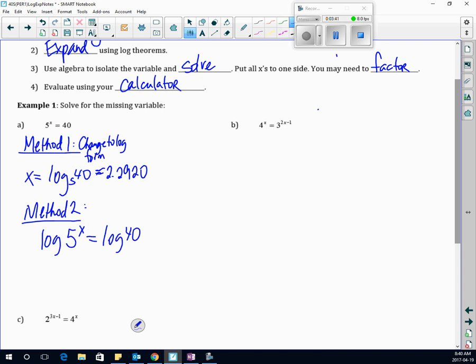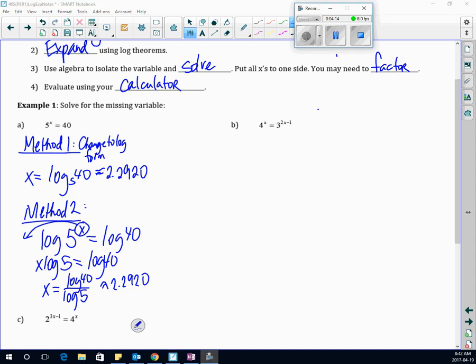So it says to expand using the log theorems. The only thing we can expand is by putting the x in front of that log, right? Hopefully everybody knows that theorem. So x log 5 equals log 40. And then last step, solving for x, right? So x is, divide this out of there, log 40 divided by log 5, which is exactly what I punched in my calculator to get this 2.2920. Okay, so yeah, this would be a 4-mark question.